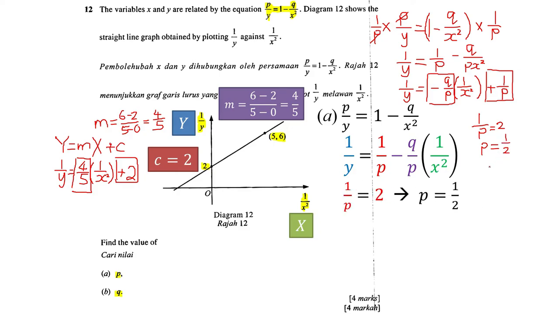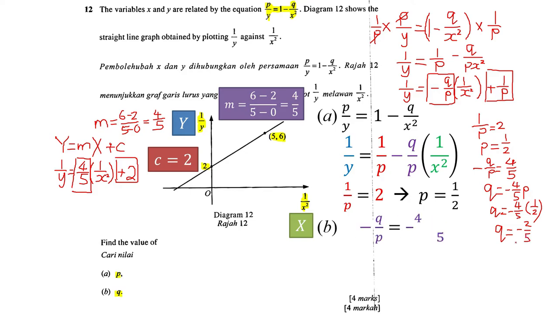First answer. Secondly, we compare the gradient. So negative q over p compare with 4 over 5. We move the p to the other side first. So q equals negative 4 over 5p. We replace the value with 1 over 2. With that, we get the answer negative 2 over 5, which gives us our q.